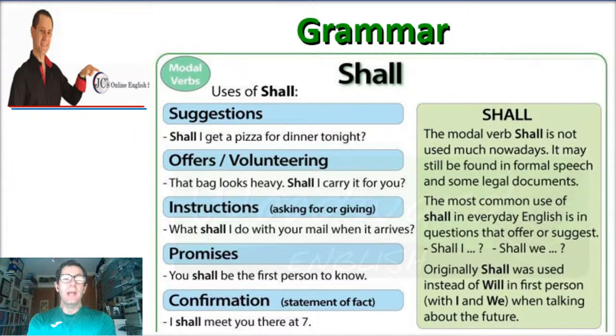For example, shall I or shall we? So it is used with the first person singular, I, or the first person plural, we. Originally, shall was used instead of will in the first person with I and we when talking about the future, but not anymore. Most people nowadays use will instead of shall. But it is still there, so in case you hear it, you might as well understand it. But again, it's not very frequently used nowadays. So that is all in terms of our grammar point for shall.